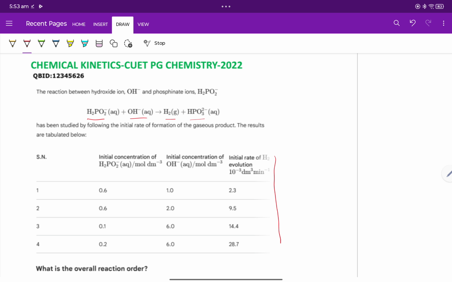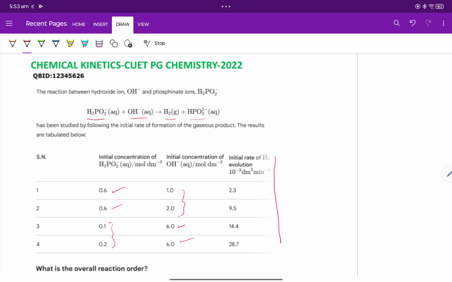They have done four experiments. In the first experiment, the concentration of H2PO2 minus has been kept constant, and they are varying the other. In the second experiment, they have kept constant the initial concentration of OH minus, and they have varied the H2PO2 minus concentration, and you check the influence on the rates of the reaction. Of course, you can see that the rate of the reaction has varied, and you are asked to determine the order of the reaction. So let us solve this step by step.